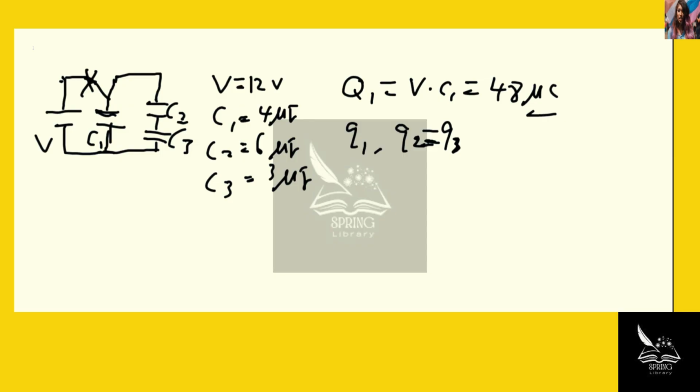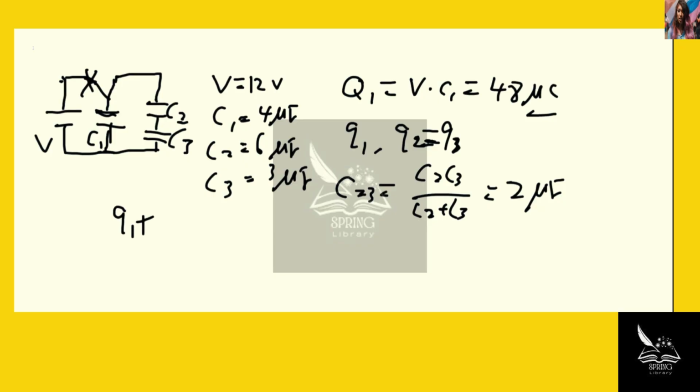The combination of C2 and C3 has the total capacitance C23 equal to C2 C3 over C2 plus C3, which gives you 2 microfarads. We can derive the expression: Q1 is the charge stored in C1, Q2 is the charge stored in C2, and Q3 is the charge stored in C3. However, the charge stored in the combination of C2 and C3 is also equal to Q2.